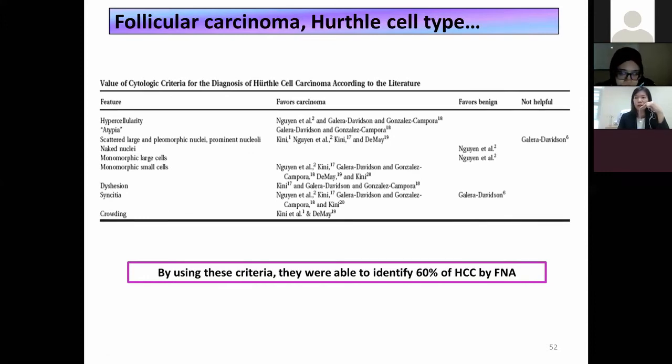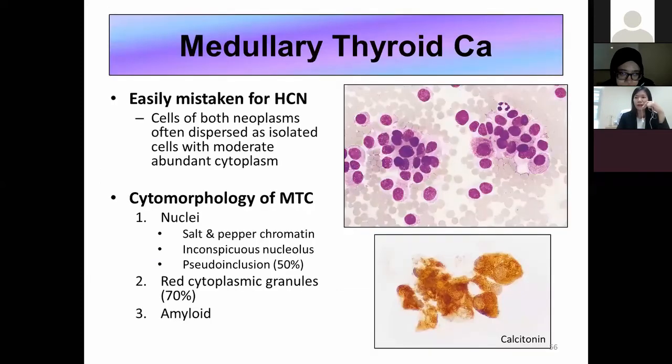So it's actually not very useful. And at the end of the day, histology is still the gold standard to diagnose HCC, Hurthle cell carcinoma. Right, let's go on briefly to MTC.